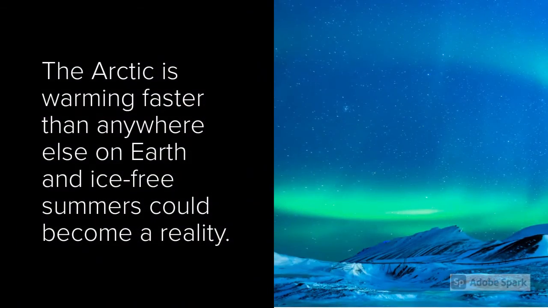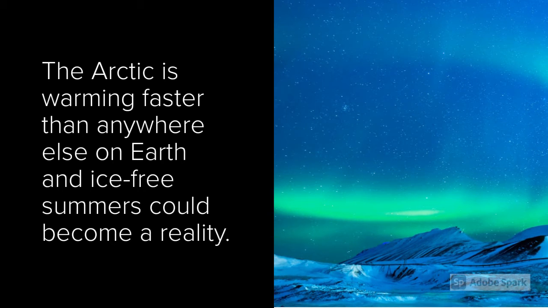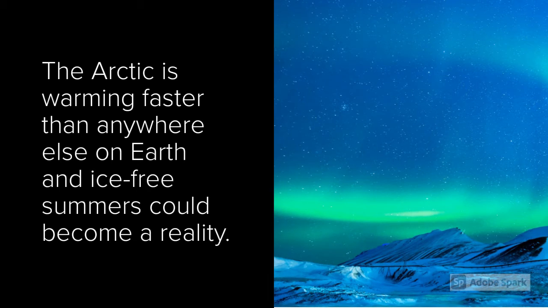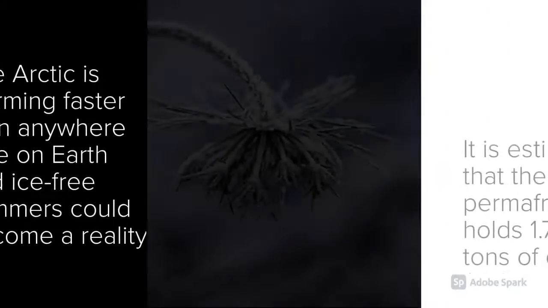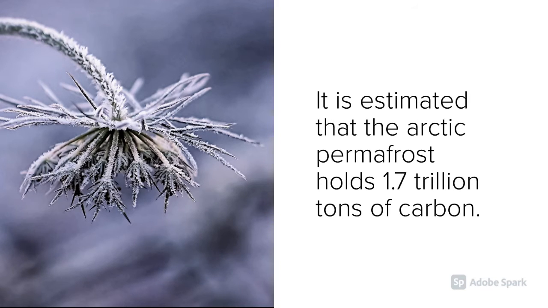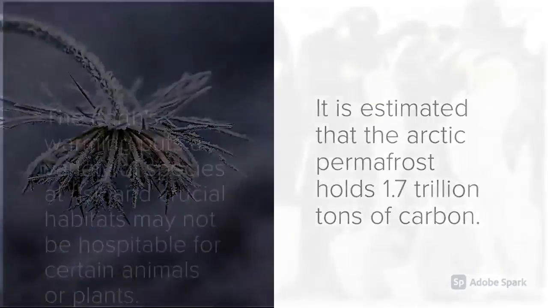Ice-free summers could become a reality because the Arctic is warming faster than anywhere else on Earth. Permafrost covers much of the Arctic. Permafrost is soil at or below the freezing point of water for 2 or more years. Permafrost stores carbon from dead plants, and the cold prevents microbes from decomposing. 1.7 trillion tons of carbon is estimated to be what the Arctic permafrost holds, which is more than all human activity has generated since the start of the Industrial Revolution. As permafrost thaws, carbon dioxide and methane will be released.